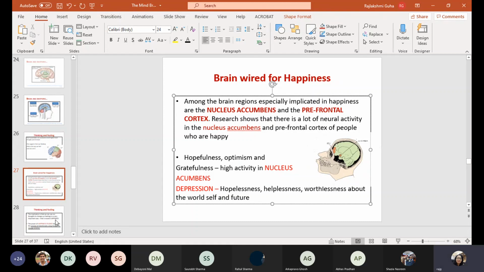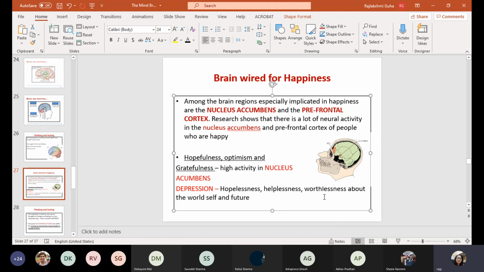So again, this implies that these behaviors or thought processes are related to high activity in nucleus accumbens. On the other hand, in depression, there is low activity in this area, and these features happen in depression. These are correlated with depression. So that just implies once again that these three factors are very important in happiness.